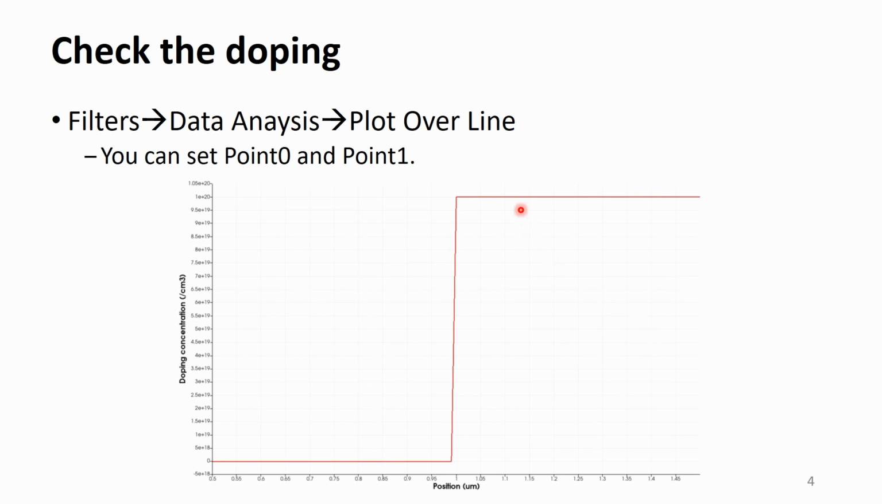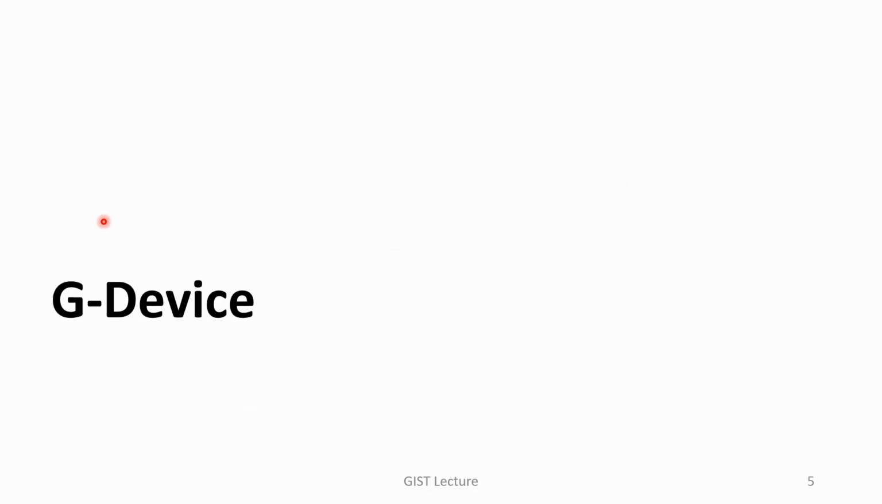The right part is corresponding to the n-type region and its doping concentration is positive 10 to the 20 per cubic centimeter. Okay, so now we have a p-n junction. Let's solve the nonlinear Poisson equation. The nonlinear Poisson equation is used to get the equilibrium solution.